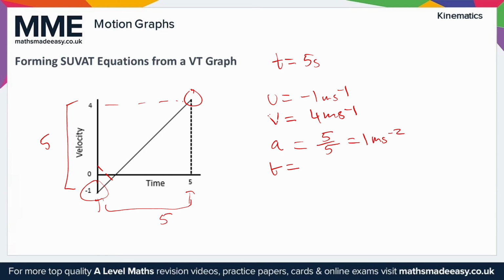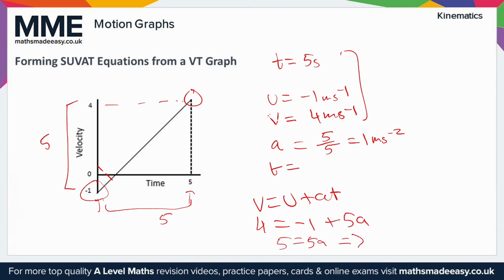You could also use a Suvat equation here because you already have 3 variables. So you could have instead done v equals u plus at, and then we could have 4 equals -1 plus 5a. So then you would have 5 equals 5a, a equals 1. Okay, so I've just noticed I wrote an extra t there, it should have been an s.